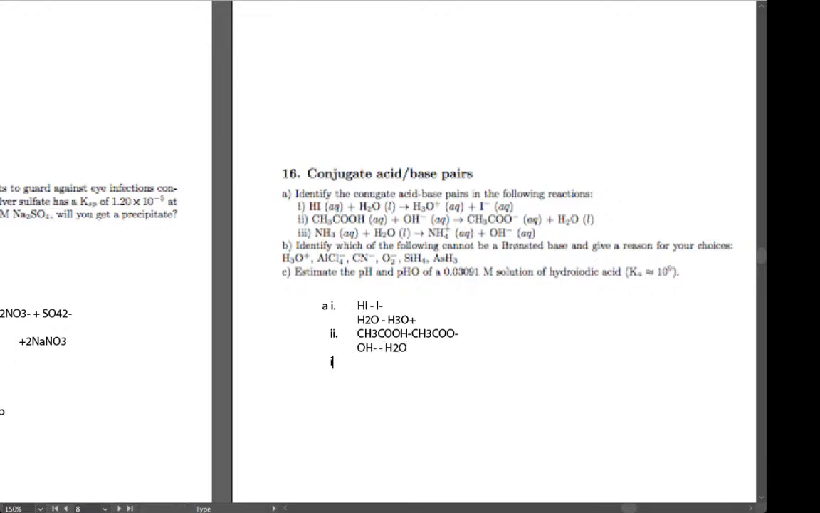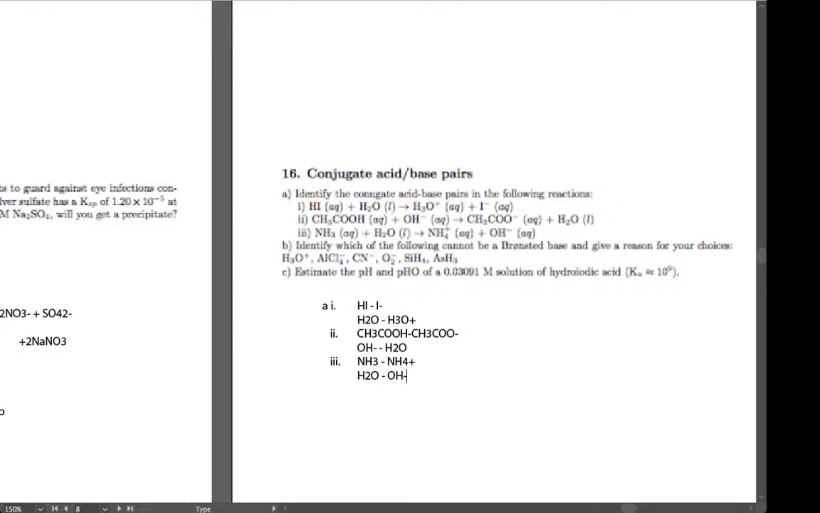Part 3. That would mean that NH3 would pair up with NH4 plus, and then the H2O would pair up with OH minus.